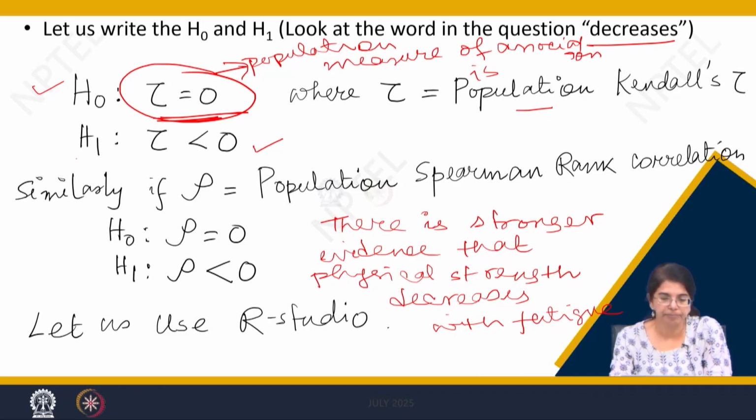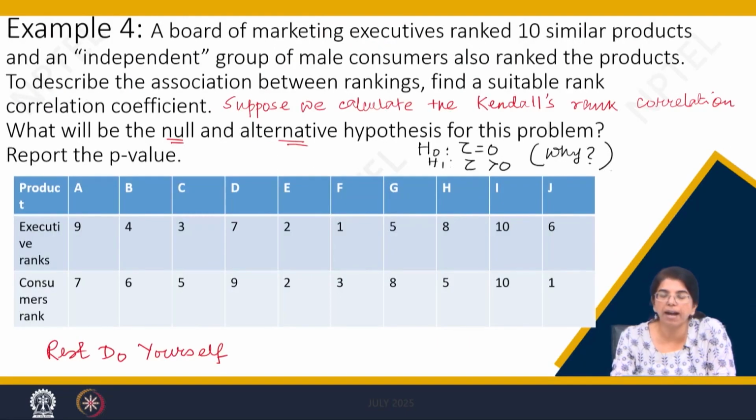Similarly, you can have one more example, example 4. A board of marketing, a very realistic example: a board of marketing executives ranked 10 similar products and an independent group of male consumers also ranked the products. To describe the association between rankings, find a suitable rank correlation.